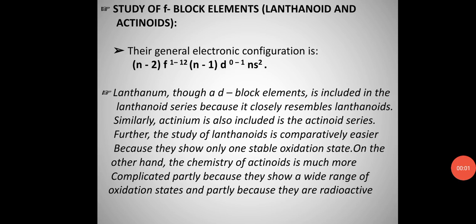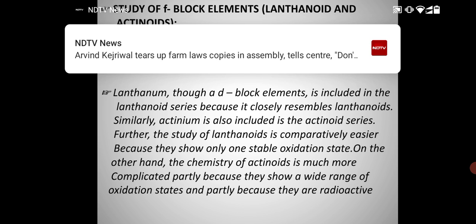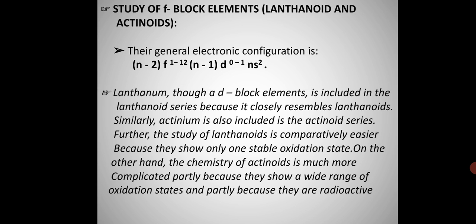Now we'll see the study of F block elements, that is lanthanoids and actinoids. Till now we were doing the D block elements. Now it is F block elements. The elements in which the differentiating electrons enter into the n minus 2 F subshell, that is the F orbitals of the anti-penultimate shell, are called inner transition elements.